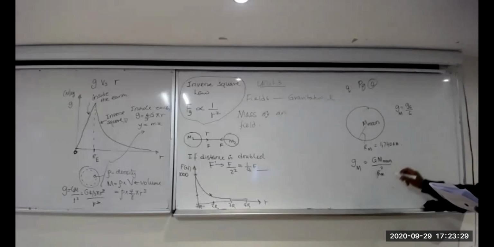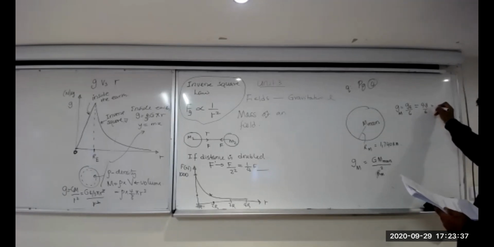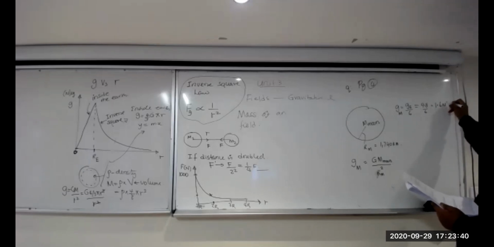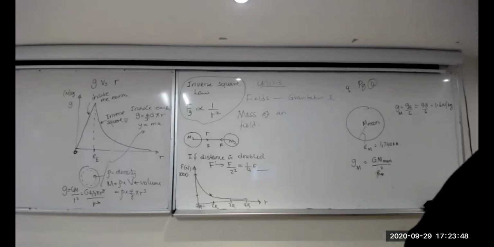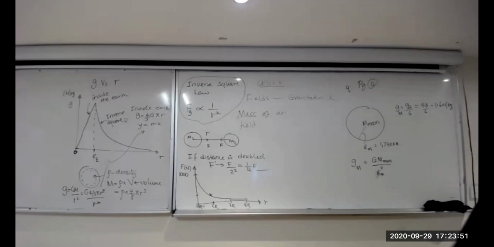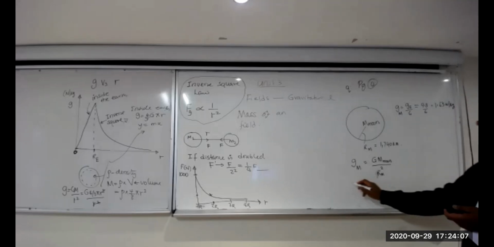Right. So this value is 9.8 divided by 6, which they simplify, giving about 1.6 newtons per kilogram. Is that right? 9.8 divided by 6. Yep, 1.63. If you want to be precise, 1.63.